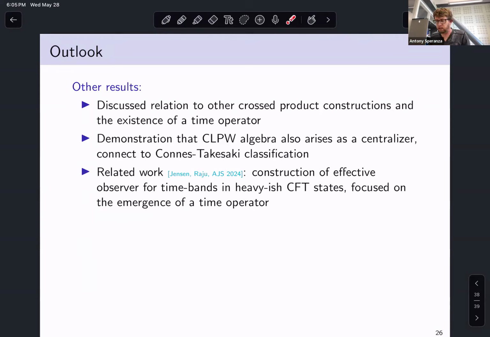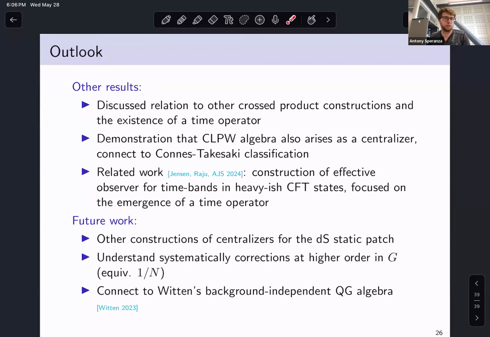There's also a comparison to how you can think of this original construction of CLPW of the observer and de Sitter in terms of this Connes-Takesaki classification, and there was that parameter nu, and the difference was that the parameter is finite in the CLPW construction. And maybe I just mention a related work that was similarly looking for observers in a holographic setup, where you have time band algebras and heavy states in CFTs, and you can see an emergence of a time operator in those contexts and an associated observer.